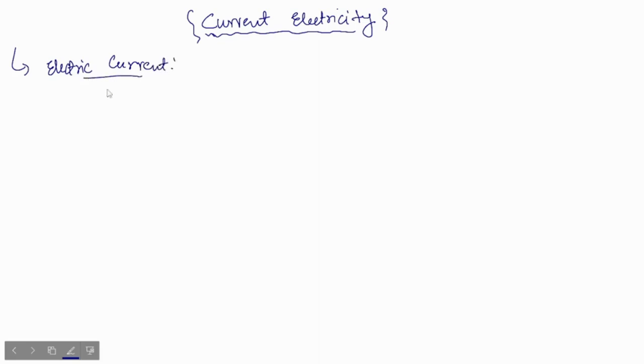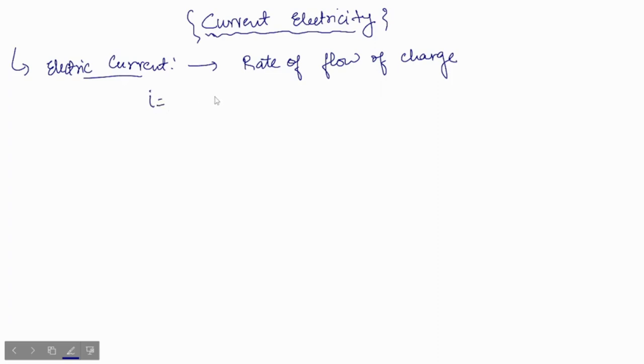So we'll define this. It is basically the rate of flow of charge. Rate of flow of charge is defined as electric current. Now this can be written as I is equal to the rate of flow of charge.